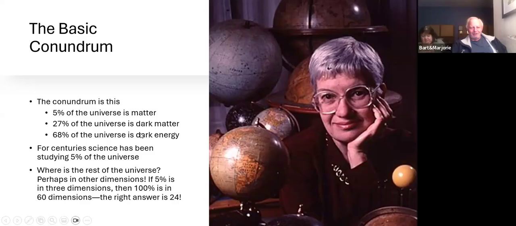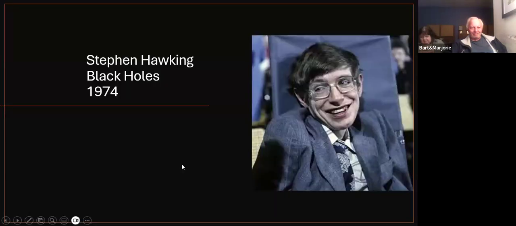We don't really know anything about it. And so where in the world is it? Well, one way to think about this is if 5% is in 3 dimensions, then 100% is in 60 dimensions. And it turns out, according to Ron Cowan, the right answer is 24 dimensions. So there you go. Extra dimensions hold it, but we don't have any instruments that can measure in the extra dimensions.